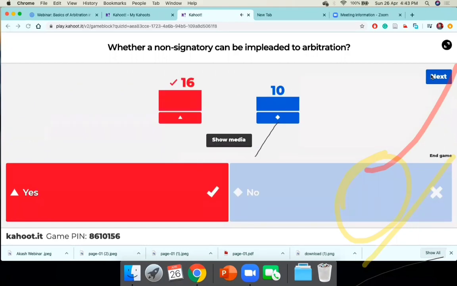Yes, the right answer is that a non-signatory can be impleaded to arbitration, because we have the Chloro Controls case, which was also amended later by the 2019 Amendment Act. The definition of party has been widened. So let's go to the next question.